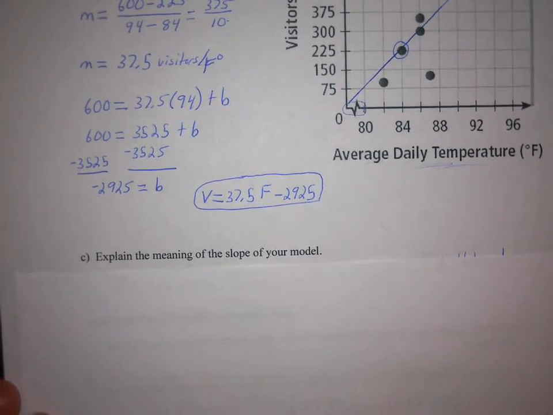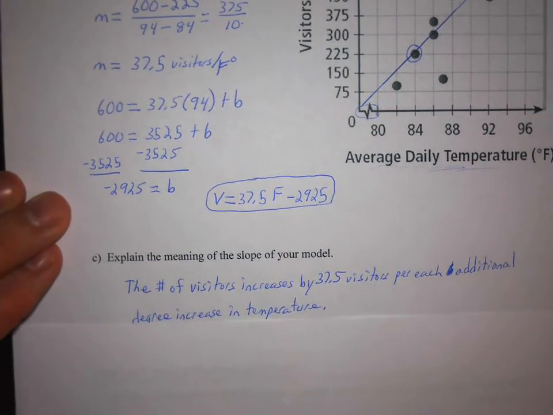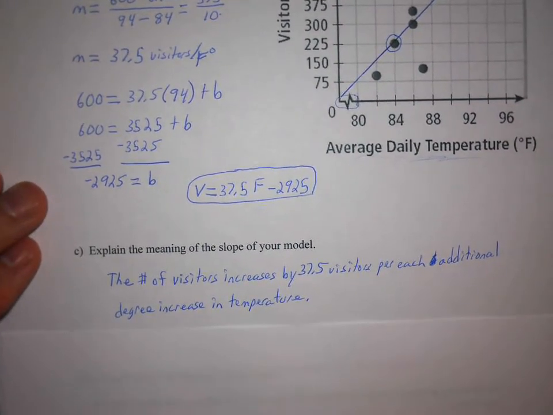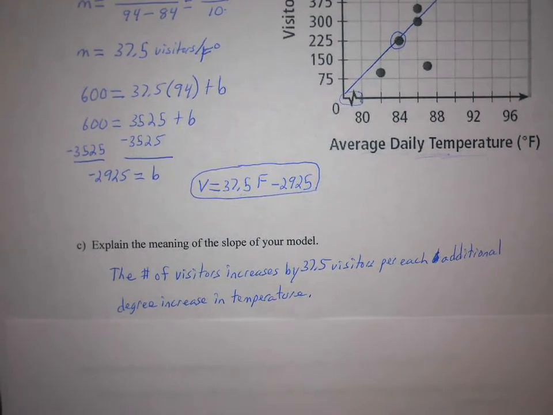And explain the meaning of our slope. Well, we already mentioned that the number of visitors increases by about 37.5 visitors per each additional degree increase in temperature. You could also say as the temperature increases by 1 degree, you expect 37.5 more visitors at the beach.